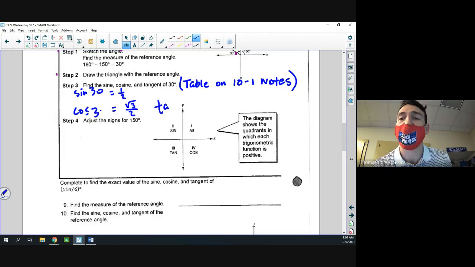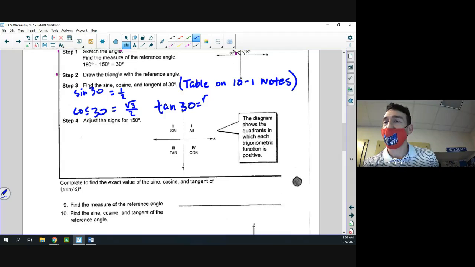Cosine of 30 is square root of 3 over 2. And tangent of 30 is square root of 3 over 3. And again, I'm not memorizing that. That comes straight from that table, right?